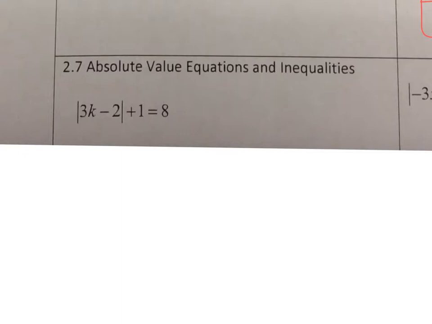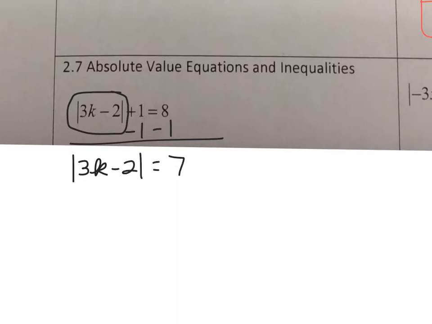I think there's 2 or 3 like this in your homework. What you want to do is get the absolute value part by itself first. Always do that first, and then it'll look like one of our 3 models that I gave you last time. So before we do anything, subtract 1 here from both sides. We'll have the absolute value of 3k minus 2 is equal to 7. And now this problem fits the model for our absolute value equation, which was a split it up problem.